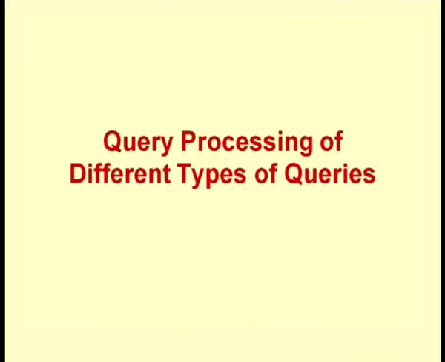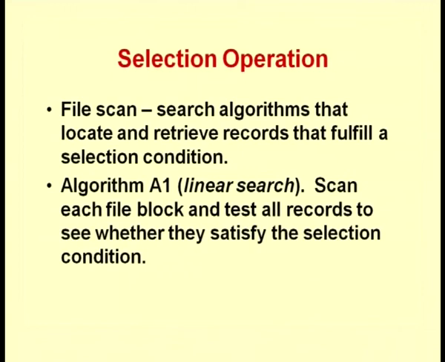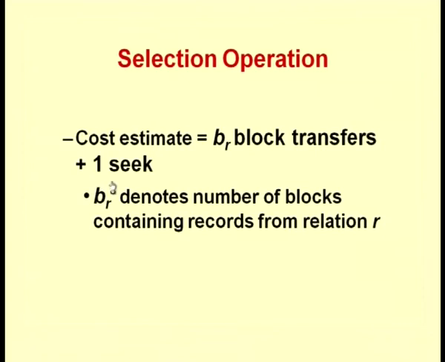Let us look at query processing for different types of queries. First, the selection operation. This is basically a file scan, a search algorithm that locates and retrieves records that fulfill a selection condition. The first algorithm is linear search. You scan each file block and test all records to see whether they satisfy the selection condition. So, the entire file block is taken and all the records are checked. The cost estimate is BR block transfers plus 1 seek.